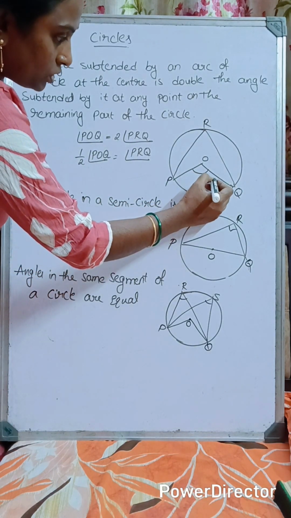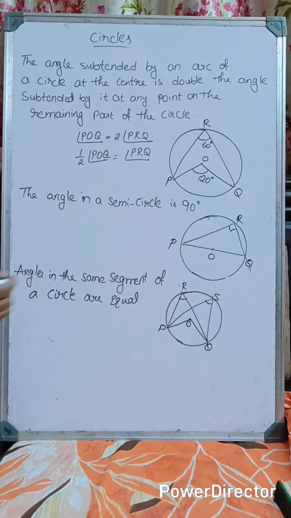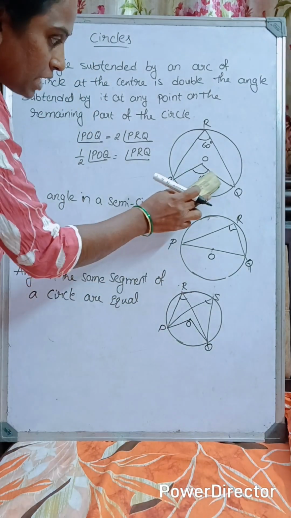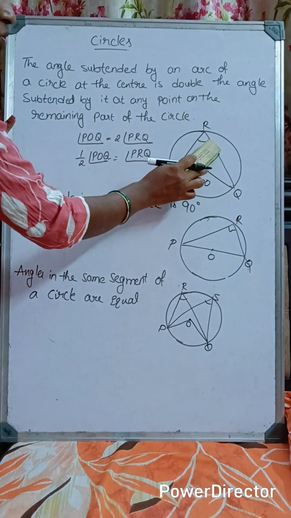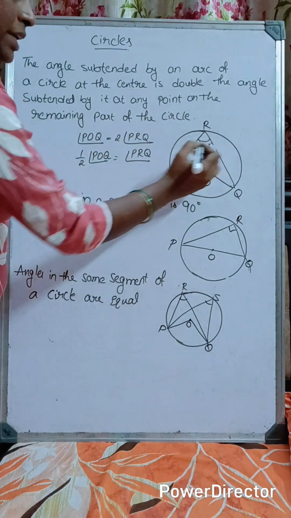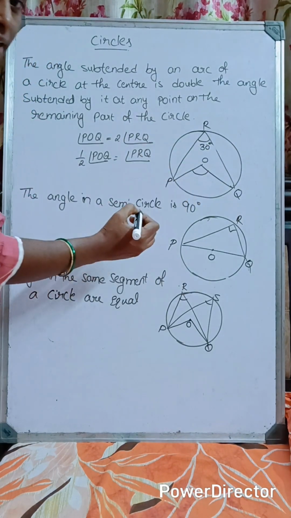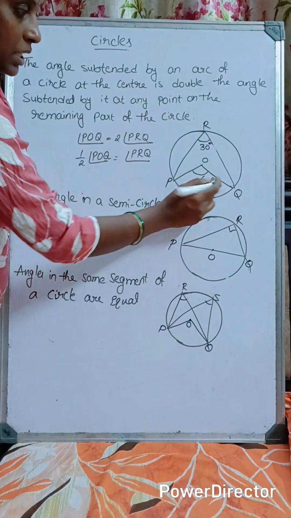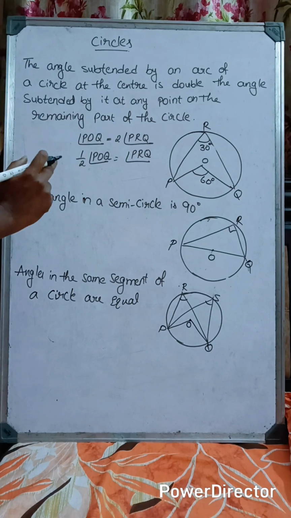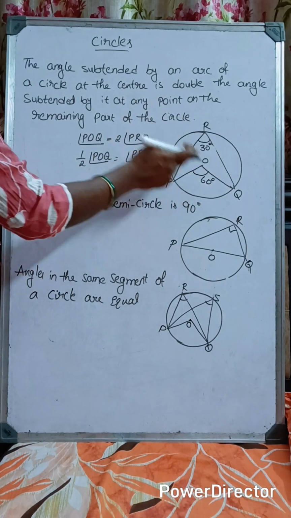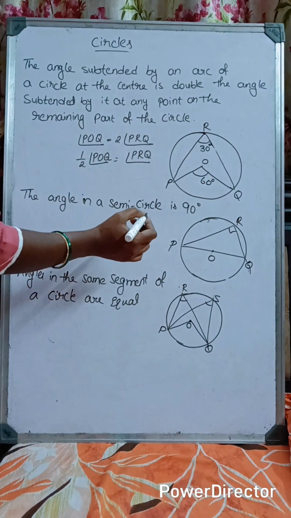Now, if this angle is 120 degrees, it is double, so this is half of that. So here the angle is 60 degrees. Now, if the angle is 100 degrees, then this is half of that, so we can write 50 degrees. Now, if it is 30 degrees, how much is the angle here? It is always double, so it is 60 degrees. So the angle subtended by an arc of a circle at the center is double the angle subtended at any point on the remaining part of the circle. Okay, so next one.